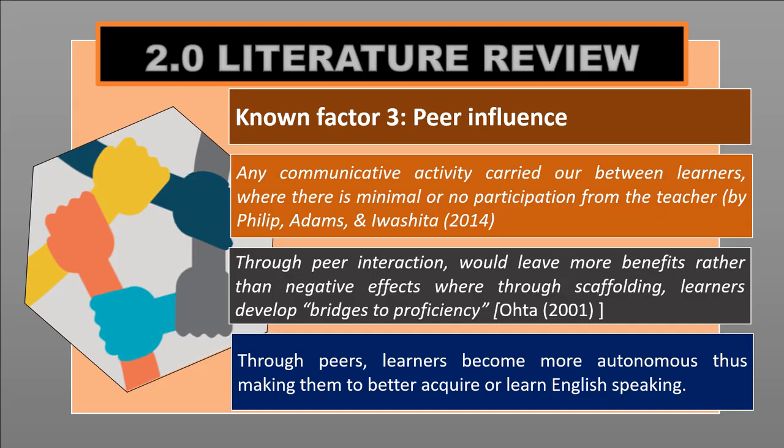Through peer interactions, it would leave more benefit other than negative effects, where through scaffolding, learners develop bridges to proficiency. Through peers, learners become more autonomous, thus enabling them to better acquire or learn English speaking. Learners may acquire language through imitating others and reuse it to give meaning to the interactions. In many ways, they will help in building their speaking proficiency.